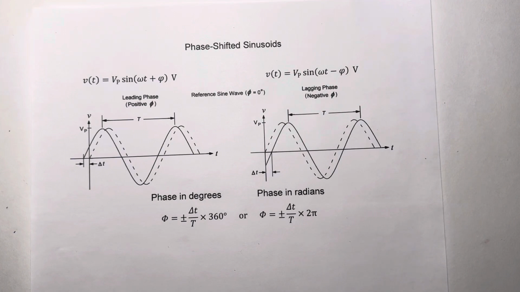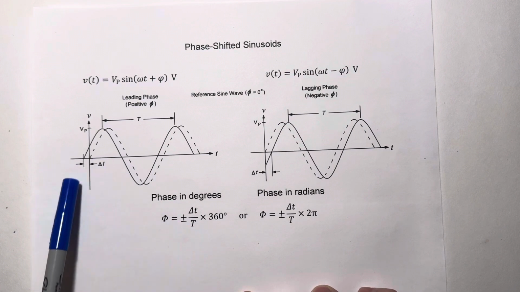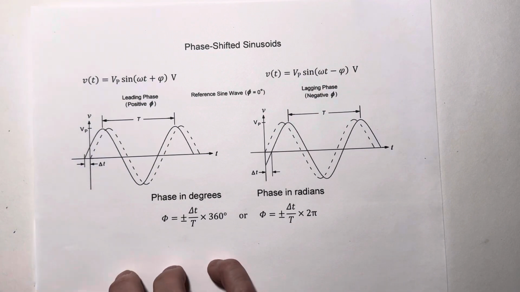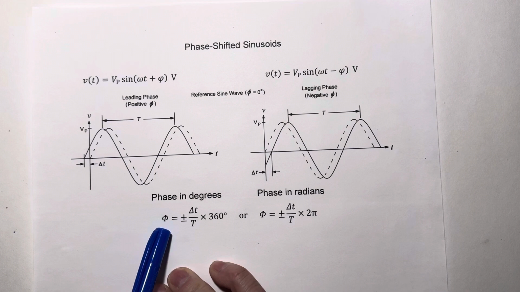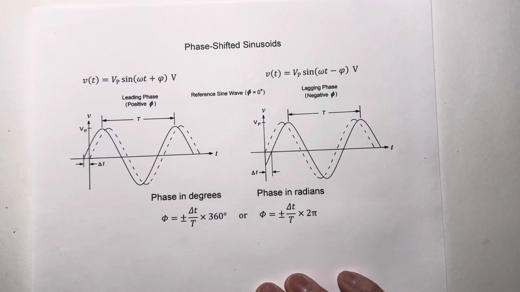Hey, I wanted to add a short addendum to the previous video. In particular, I thought I should mention that although we were calculating the phase angle in degrees based on the time difference between a reference waveform and the waveform of interest, and we used the equation phi equals plus or minus delta t over T times 360 degrees, that gave us the phase in degrees, but we can also calculate the phase in radians by multiplying by 2 pi instead of 360 degrees.